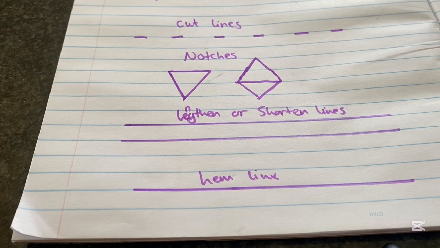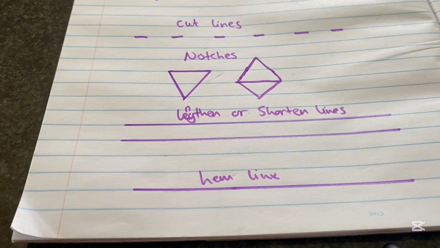And that single line, you usually find it at the bottom of your pattern. This indicates where you need to hem your project.